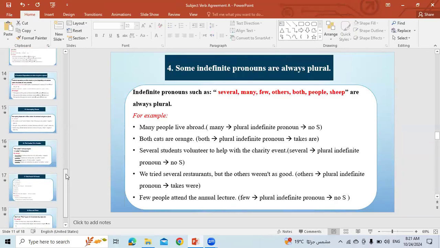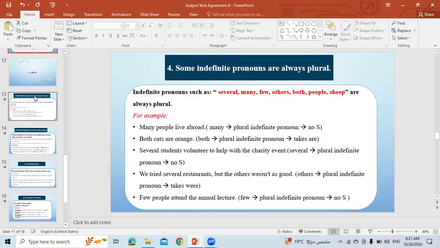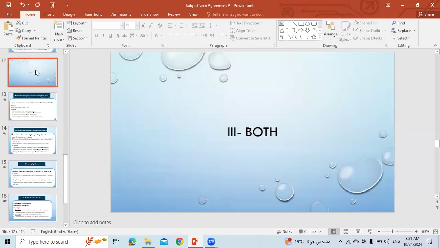Now, the final part of our lesson. We have some rules where we can use a singular or a plural, either one, depending on what's after, right?